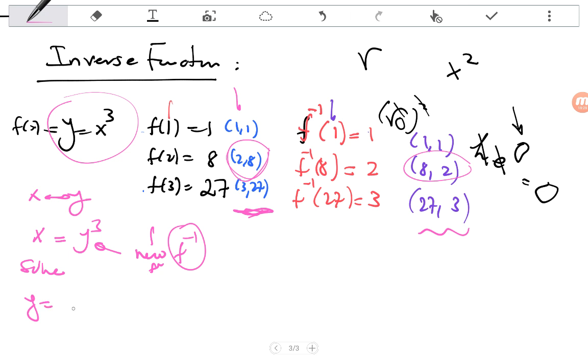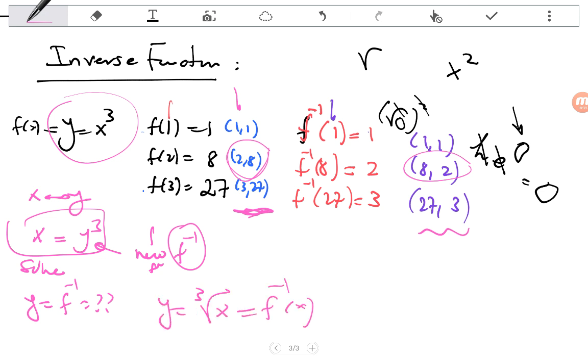Now I need to find it. What is y? What is the inverse in this case? I need to solve this equation. How to solve this equation? y will be the cubic root of x. And that is exactly the inverse function of x cubed. So this is the procedure to find the inverse of any function.